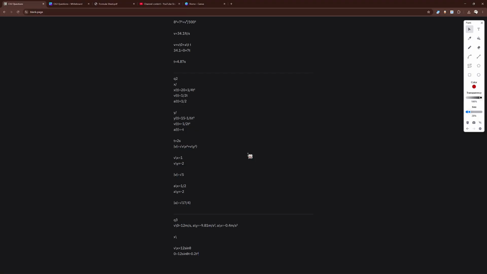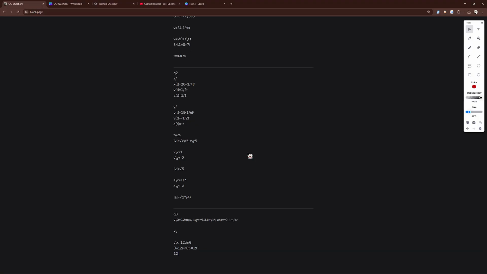And we're just going to set these equal to each other. 12 sine theta t equals 0.2 t squared. Just like that. And you can cancel the t's if you'd like, that doesn't change anything. So it's just going to be like this.